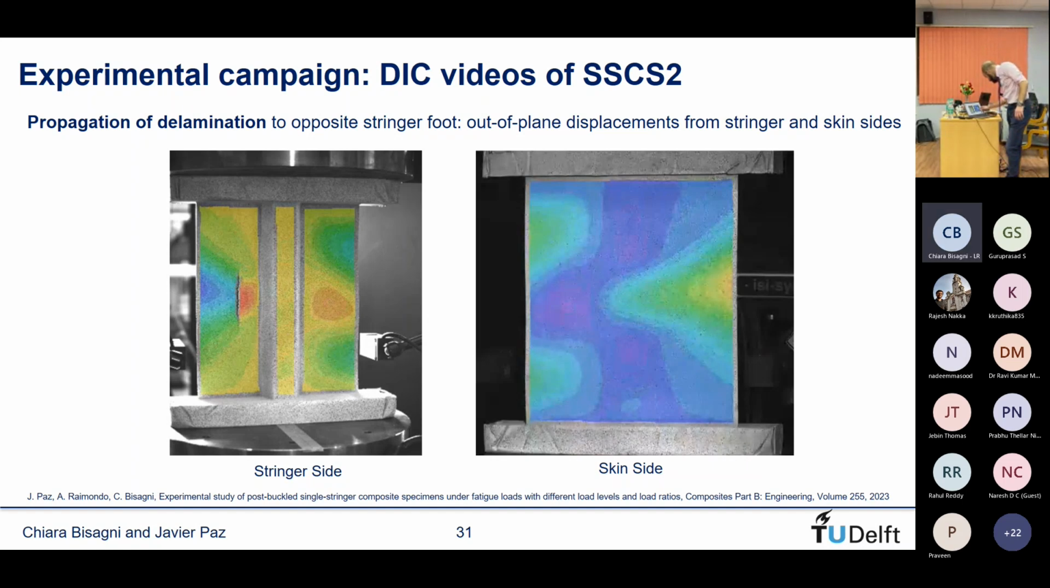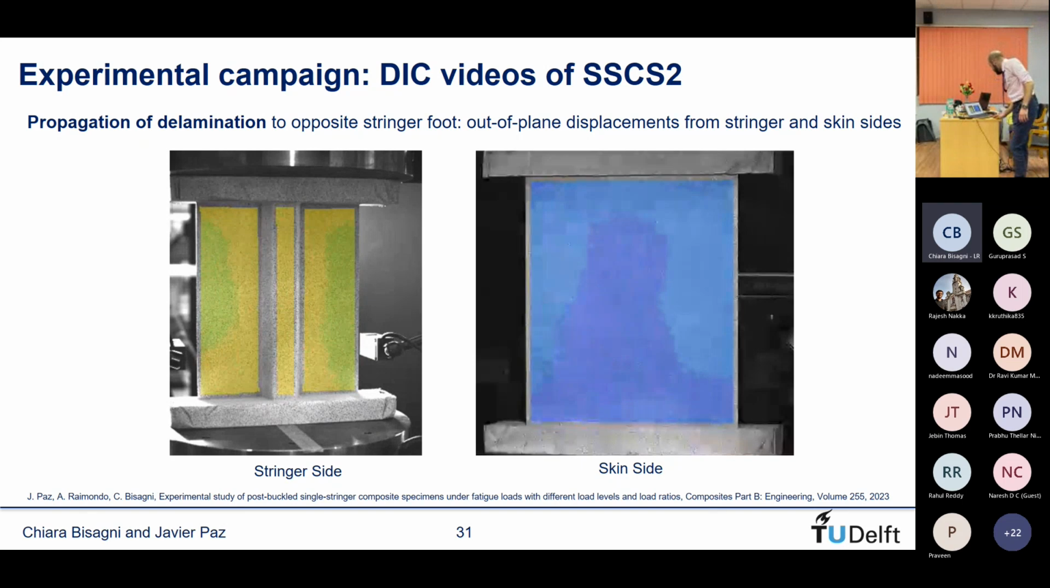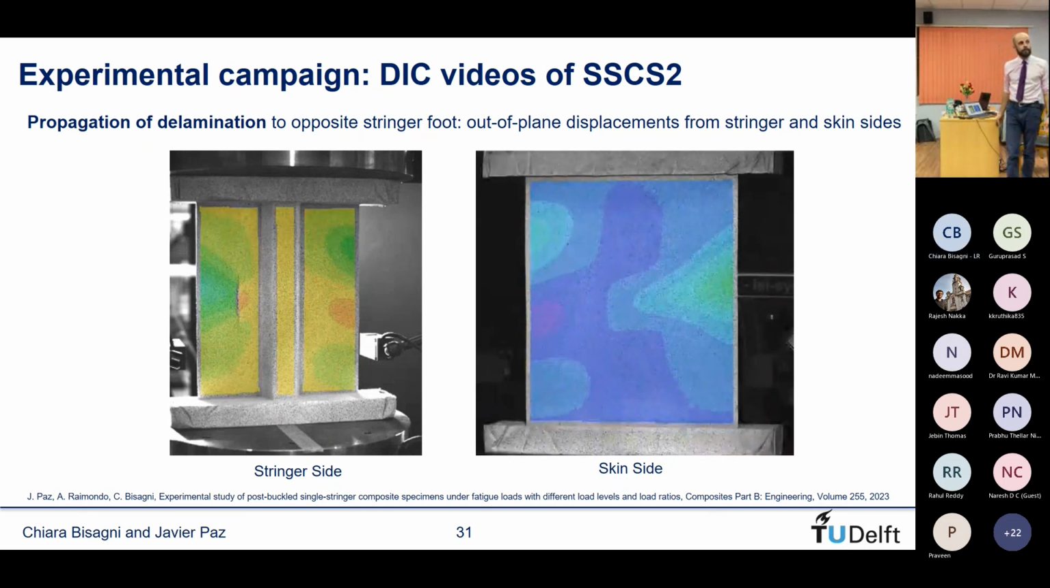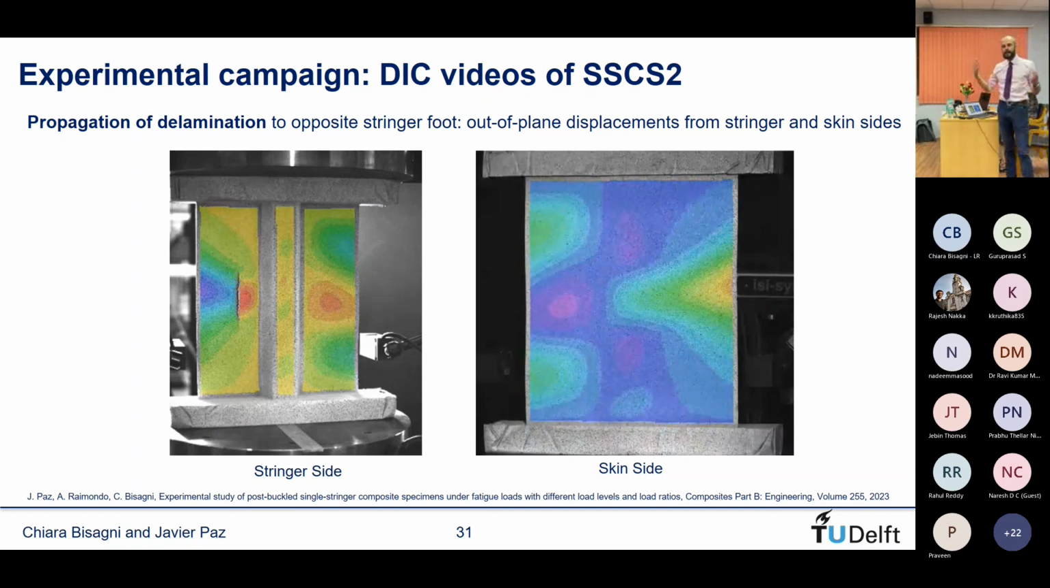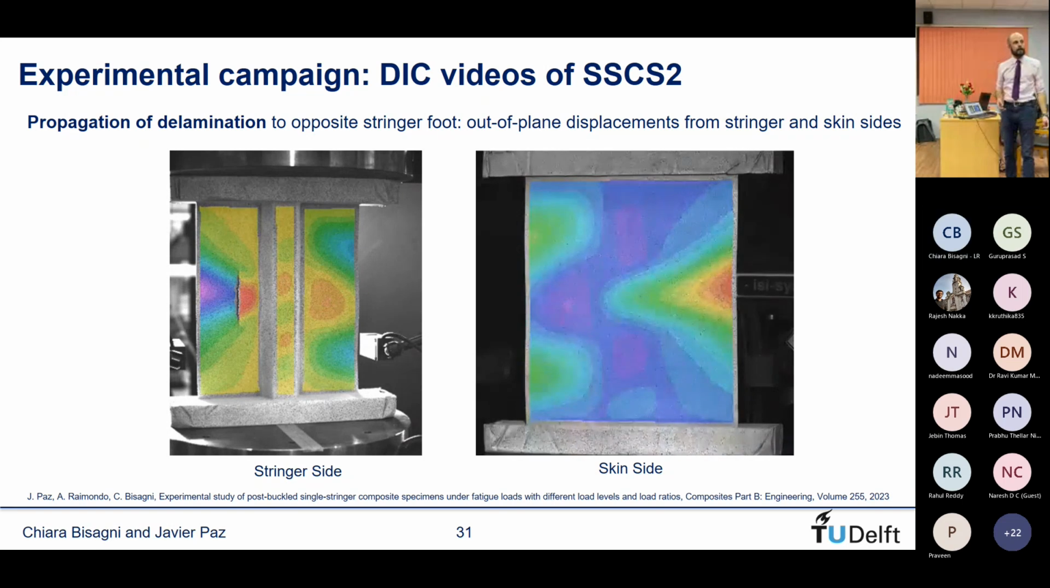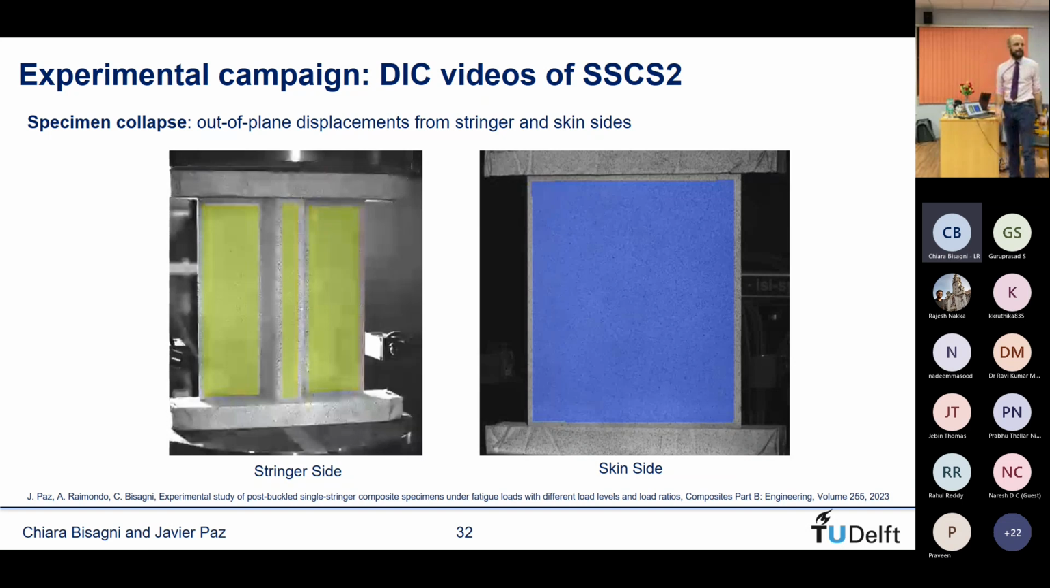Then we see it becomes way more round, so it's already propagated. And then for the final part, which is the collapse of the specimen. Now, obviously, when we start loading, it's already loading with this one half wave instead of the two symmetrical ones that we got before the delamination. So, there you go, the collapse.